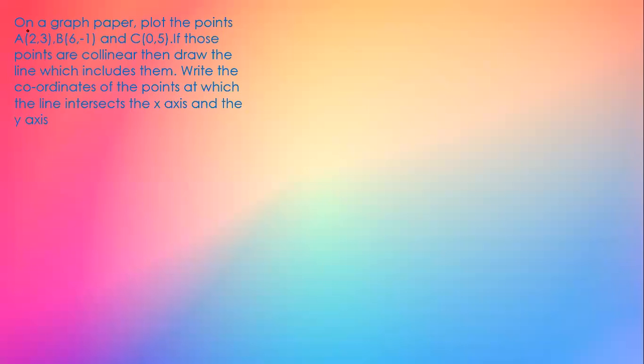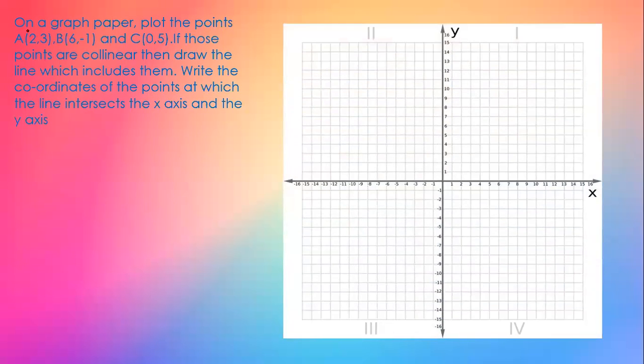So when you will draw the line, it will meet the x-axis and y-axis. So the points at which it meets the x-axis and y-axis, at those points you have to write the coordinates. Okay. So let's begin with the sum. Again, you can see the x-axis, y-axis and the origin.